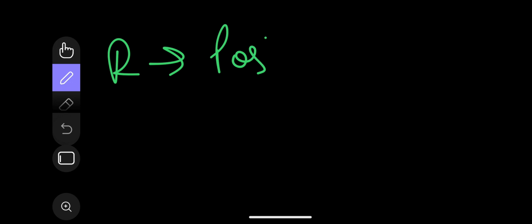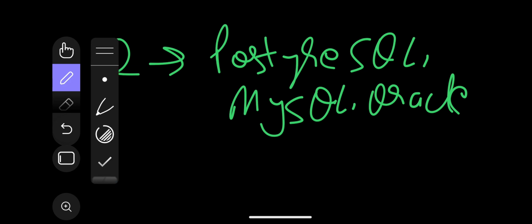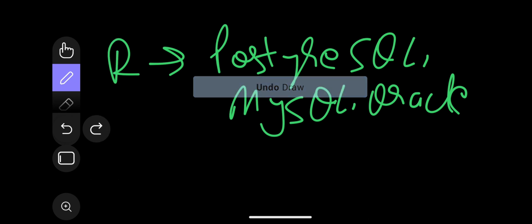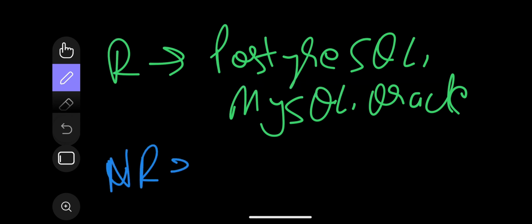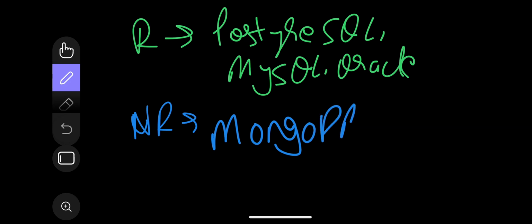So let's take an example of a few. For relational, you have PostgreSQL, and then you have MySQL, you have Oracle. Now for non-relational, you also have a lot of examples. Let's say you have MongoDB. Then you have Redis. Then you have Neo4j.